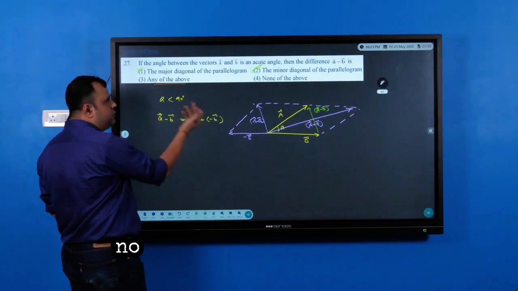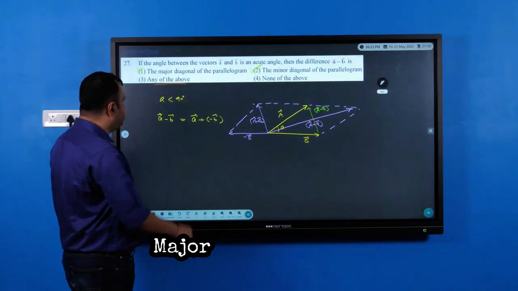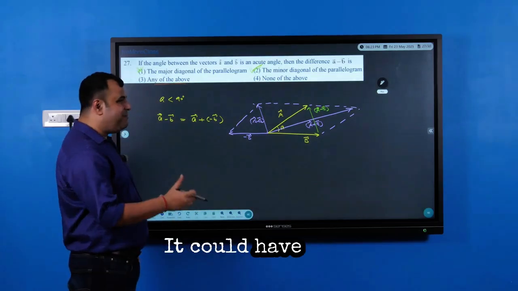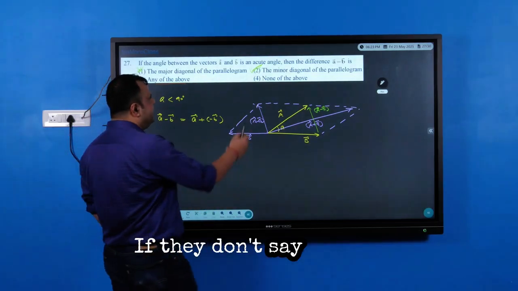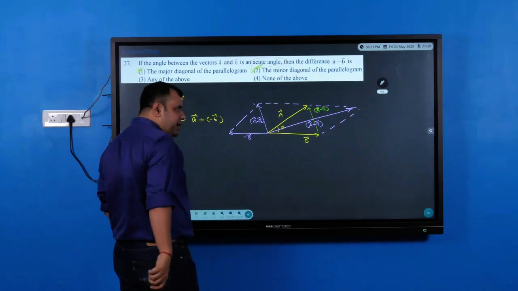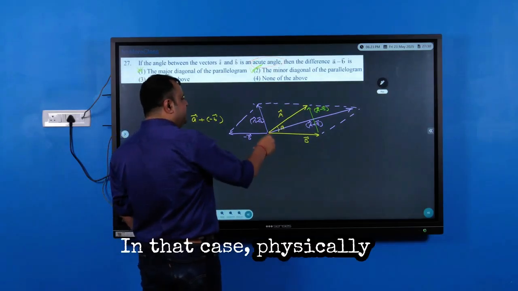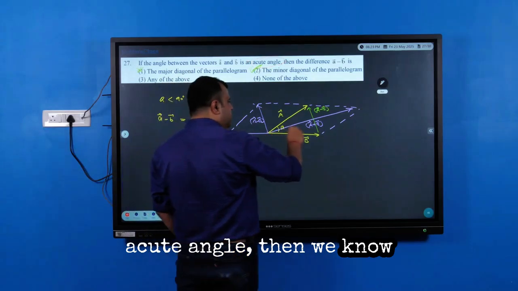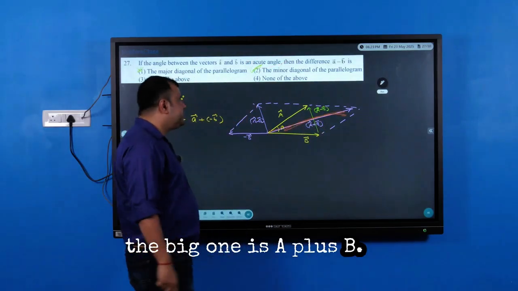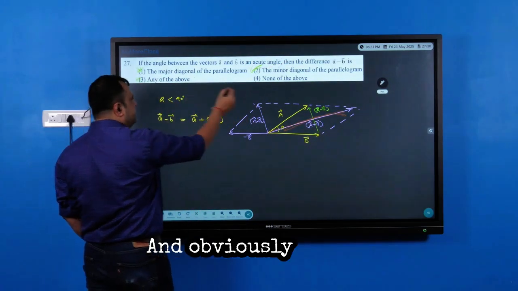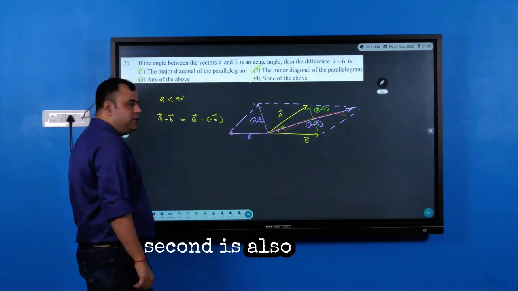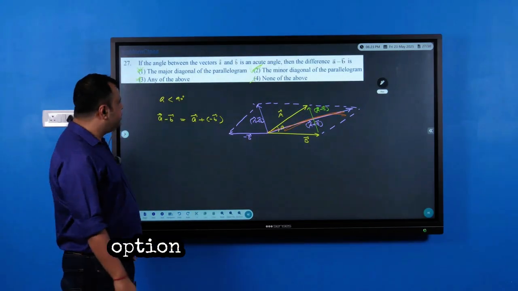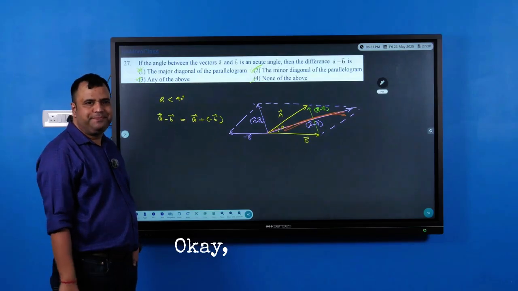Third, any of the above? No, it's not any of the above. Major is A plus B and minor is A minus B. It could have been any of the above if they didn't say it's an acute angle. If it is not an acute angle, then basically it can go anywhere. Since it's an acute angle, we know the big one is A plus B. So this is also not the answer, and obviously the second option is the only right answer. So in this question, the right option is the second option. Okay. Thank you.